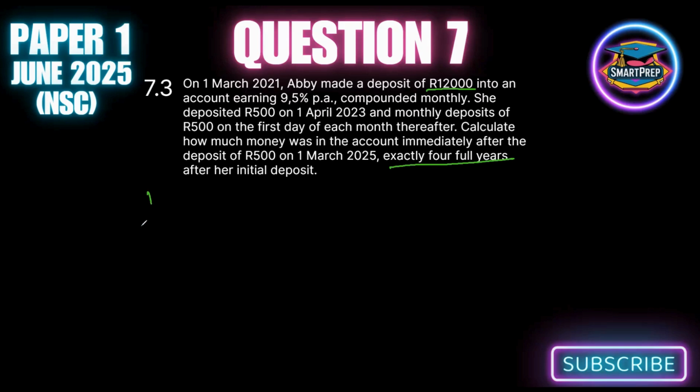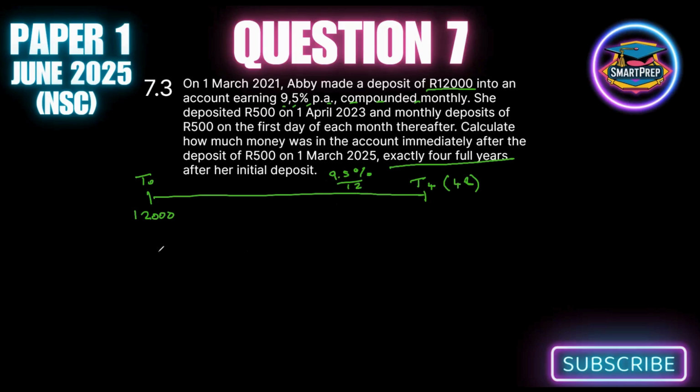Okay, so if we were to do that as a timeline, it would be 12,000 here at T0. And that would go up to 4 years. So I'm going to put here T4 because it's 4 years, but in brackets, I like to put 48 because it's monthly. It's compounded monthly, 9.5% compounded monthly. So if we look at that, the interest is 9.5% over 12.